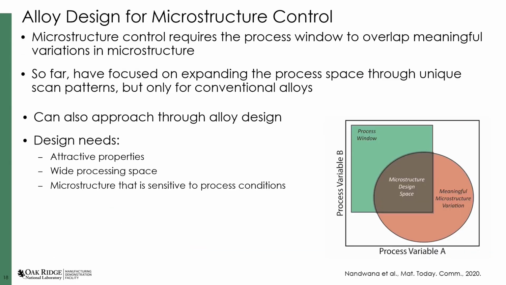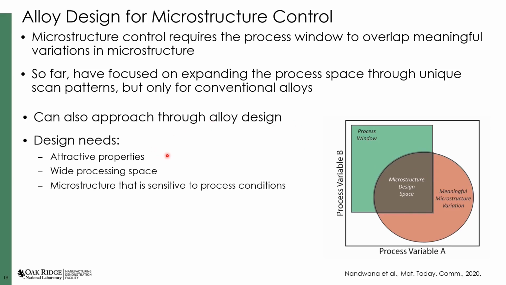So another approach that allows us to address this problem of microstructure control is to look at it through the lens of alloy design. So really, microstructure design and microstructure control is the intersection of the processing window for a given alloy for a given process, in this case additive, against the kind of variation in processing that gives you a meaningful variation in microstructure. So you can think about addressing this problem by trying to expand your processing window through unique scan patterns, which we talked about before. But you can also approach it through trying to change this microstructure and processing space through changing your alloy composition. So rather than work on conventional alloys, we can design new alloys specifically made for this purpose.